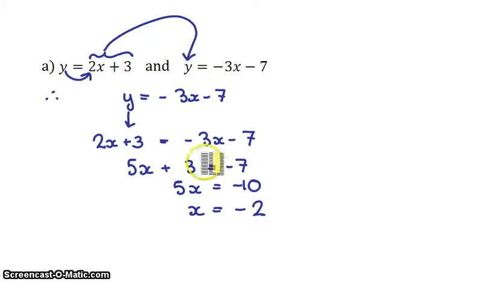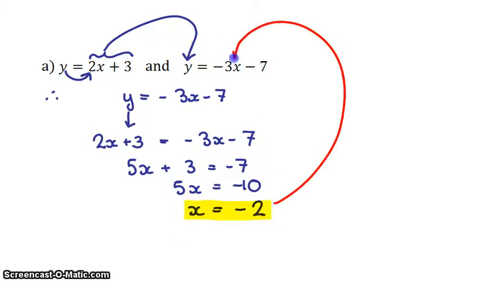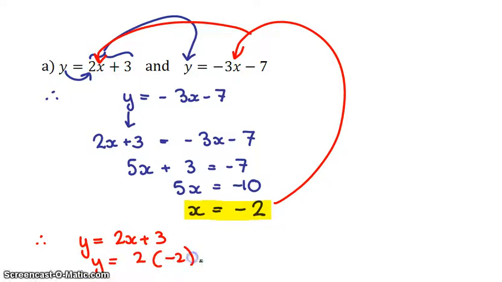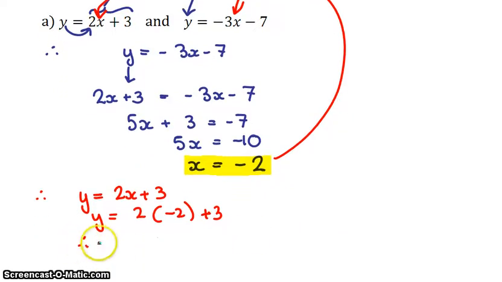And my last step was to take this solution and substitute it back into either of these equations. It will give you the same answer. So I'm going to substitute it back into y is equal to 2x plus 3. So I know y is equal to 2 times negative 2 plus 3. So therefore, y is equal to negative 4 plus 3. So y is equal to negative 1. So x is equal to negative 2, y is equal to negative 1.